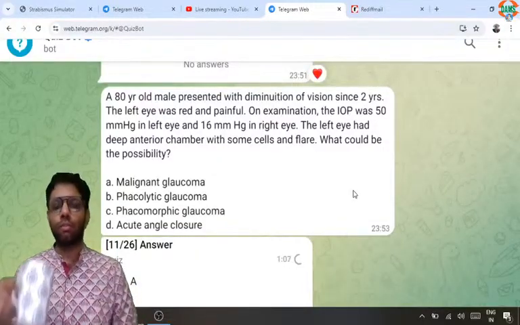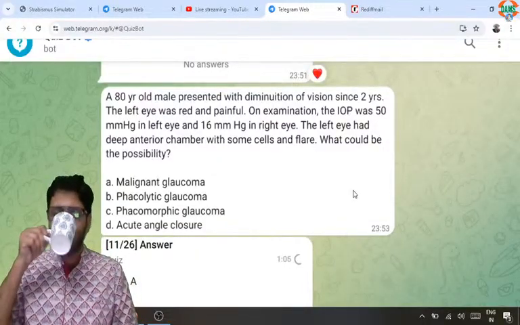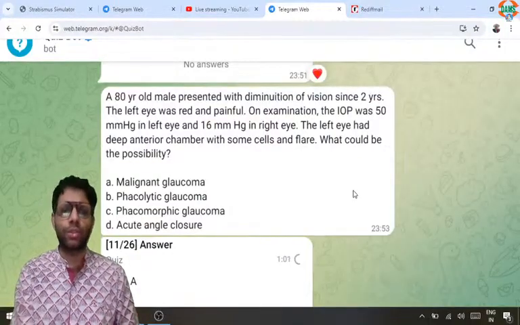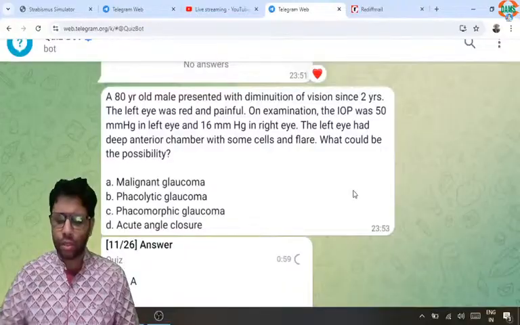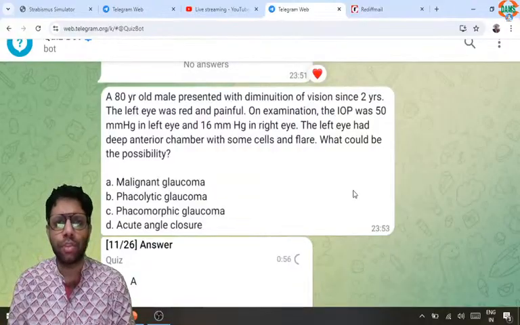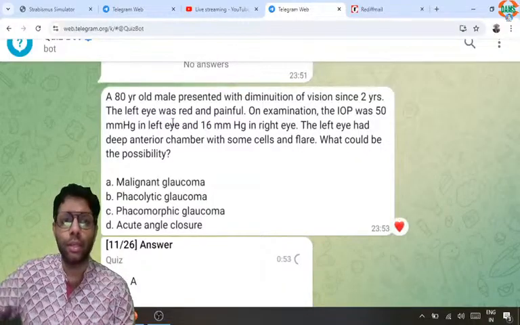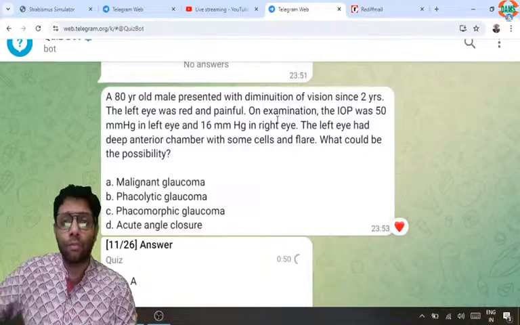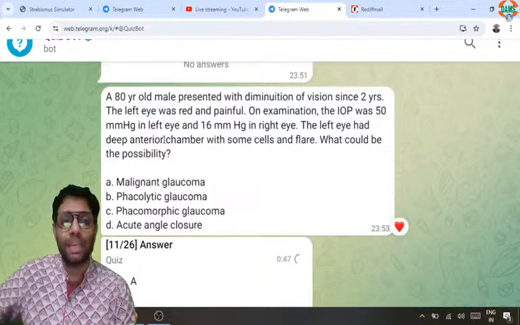The 3 questions I've given from there only, but with a slight twist. Let us see if you can answer this question. 80-year-old male patient with diminution of vision since 2 years. Left eye was red and painful. IOP was 50, and there was deep anterior chamber.